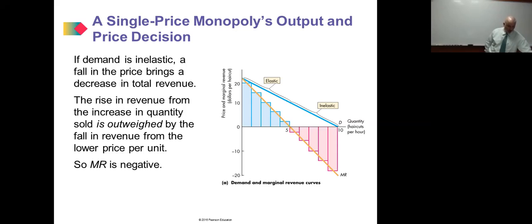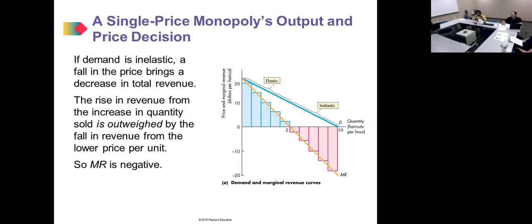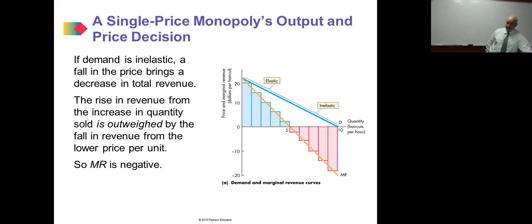Now what about from a range of 5 to 10? When we cut price, what happens? Total revenue is going to decrease. So here we observe that marginal revenue is negative.